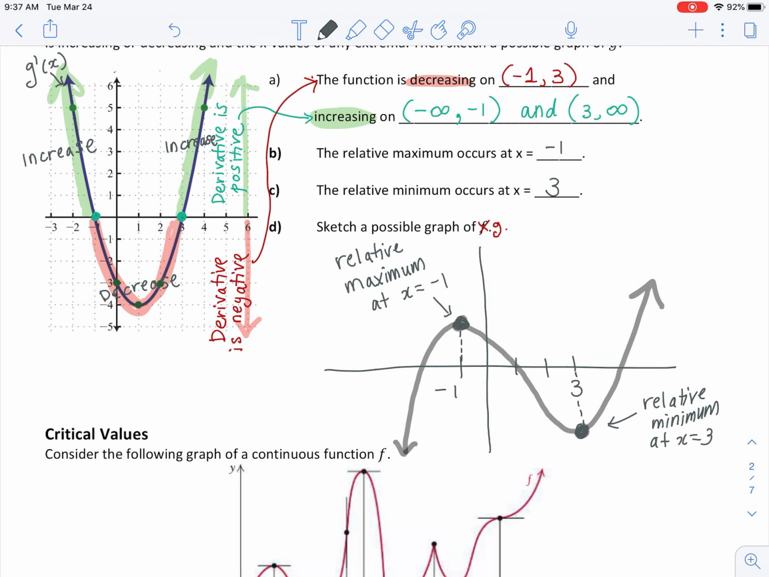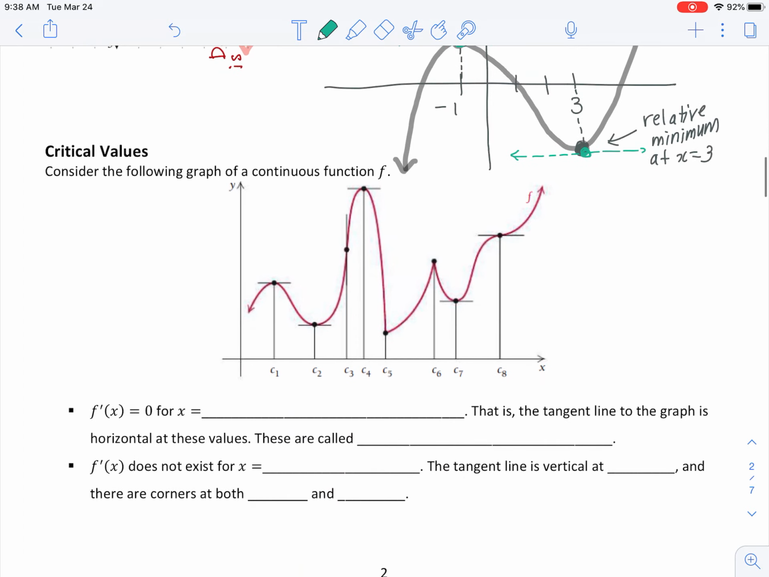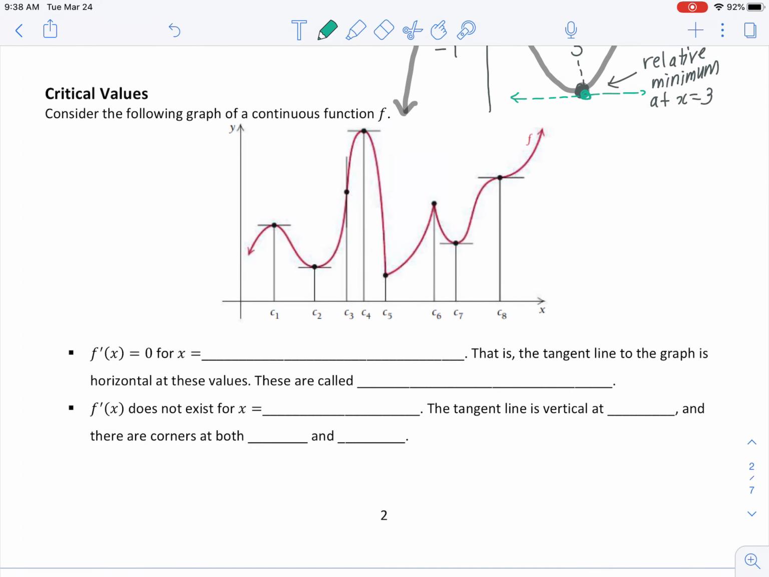All right. You've been working with this critical value so far. Take a look at the graph that we just sketched. What will be the slope of a tangent line at this point? The slope of the tangent line will be 0, right? And also the slope of the tangent line at that point will also be 0. And we got those two, right there and right there. The slope of the tangent line, or the derivative, was 0 at -1 and 3. That's one of the cases of critical value.